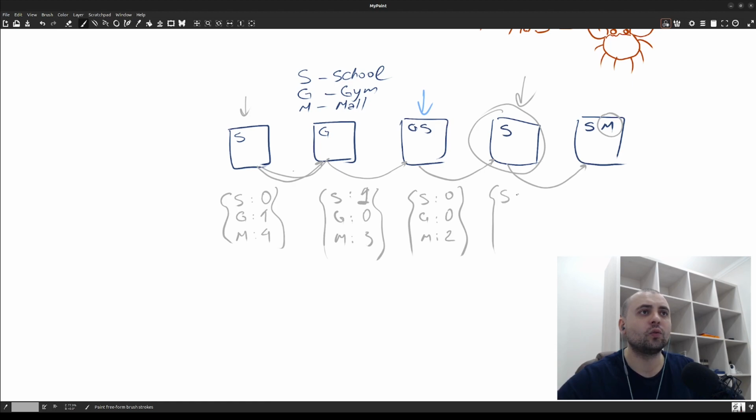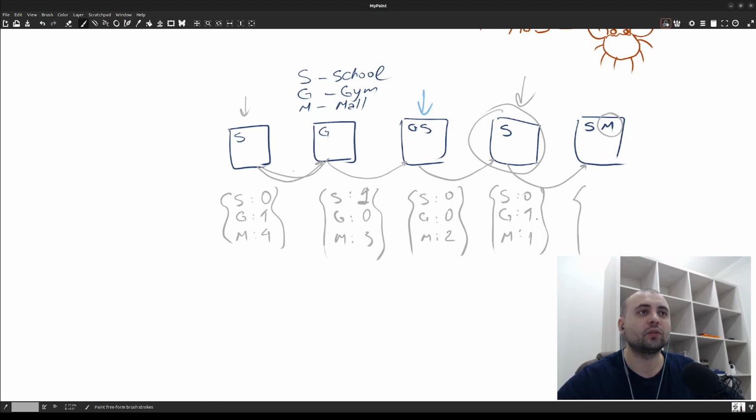Let's try to work on the block at the 4th index. So for the school, we have it here. For the gym, where do we have a gym? If we're moving on the right, we don't have a gym at all. If we are moving on the left, we have a gym here, so it will be at 1 distance. And for a mall it will be 1 distance, because we have the mall on the right side.